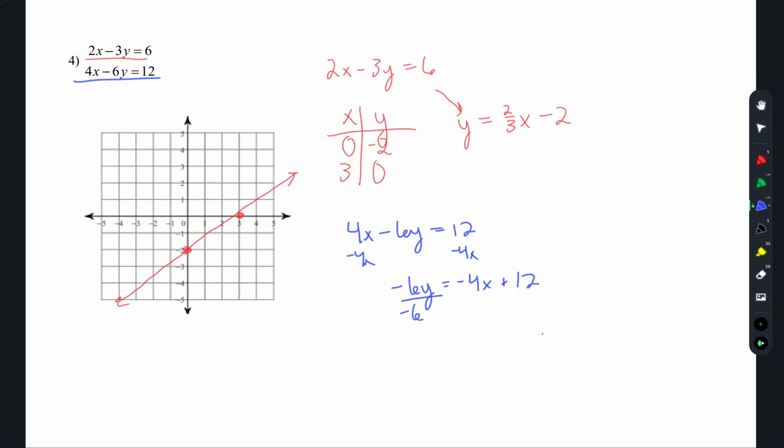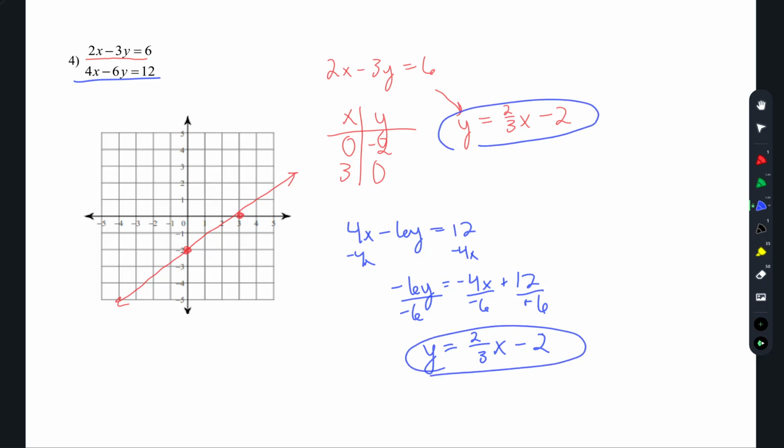And then what you're going to do is divide by -6 for all your values. And again, this might trick some people up, but it's negative divided by negative, so that's going to be positive. So we're going to get 2/3 x, and then 12 divided by -6 is -2. And here you go. Look, it's the exact same equation. If you were to graph it, it's right on top of each other. So that means you could say all real solutions or infinite solutions. Okay, and that's all of it.